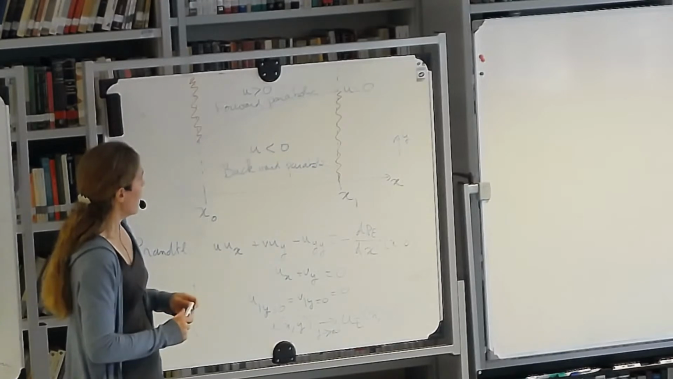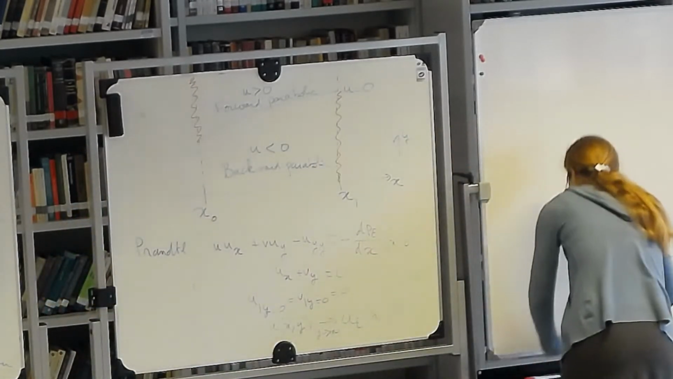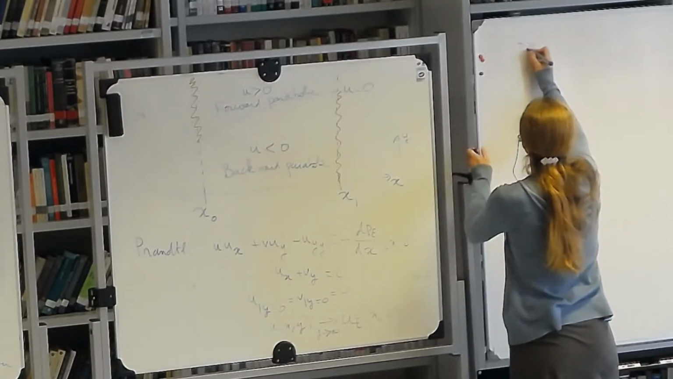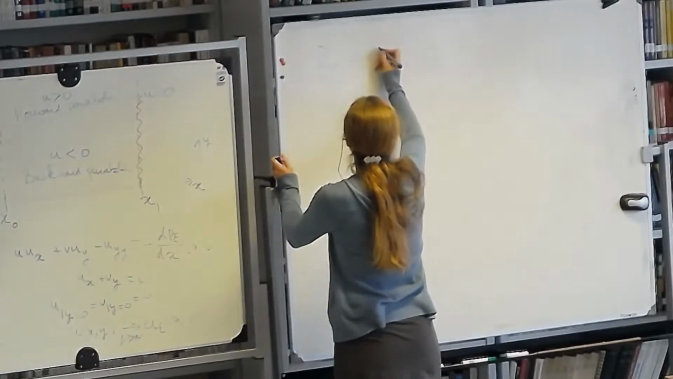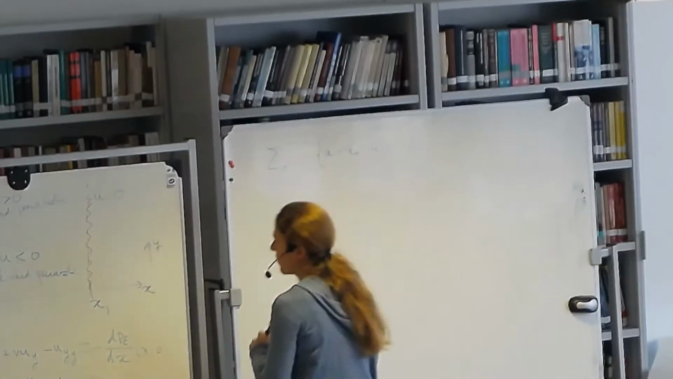Okay? So in the rest of the talk, I will denote by sigma naught the zone on x equals x naught where u is positive. So this is sigma naught.